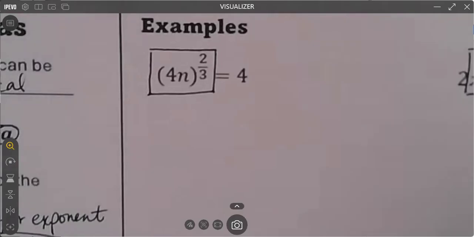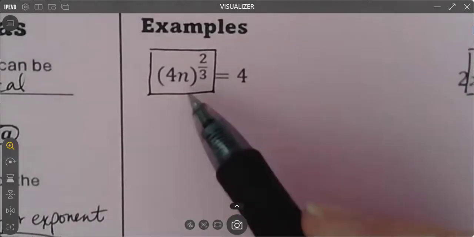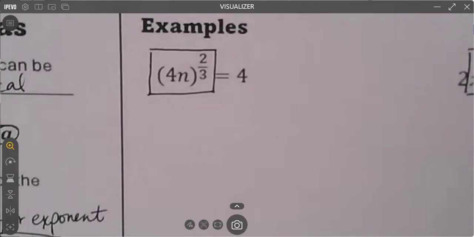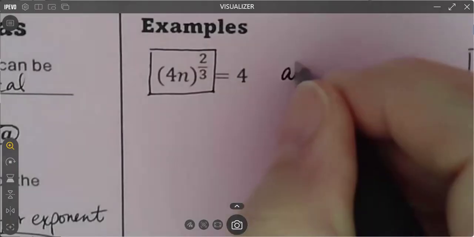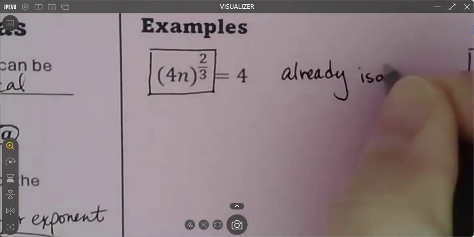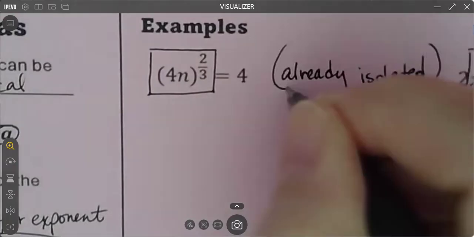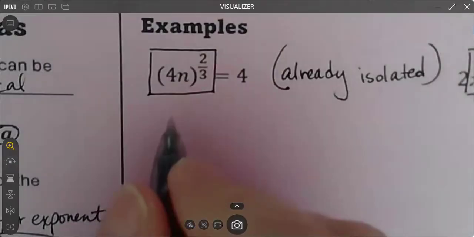Okay, just this one problem. We'll look at it one at a time. So this problem, it's already written with an exponent, so I don't have to worry about that. Also, this is already isolated. So I don't need that step either. I will skip to step 3, where I raise to the reciprocal exponent.